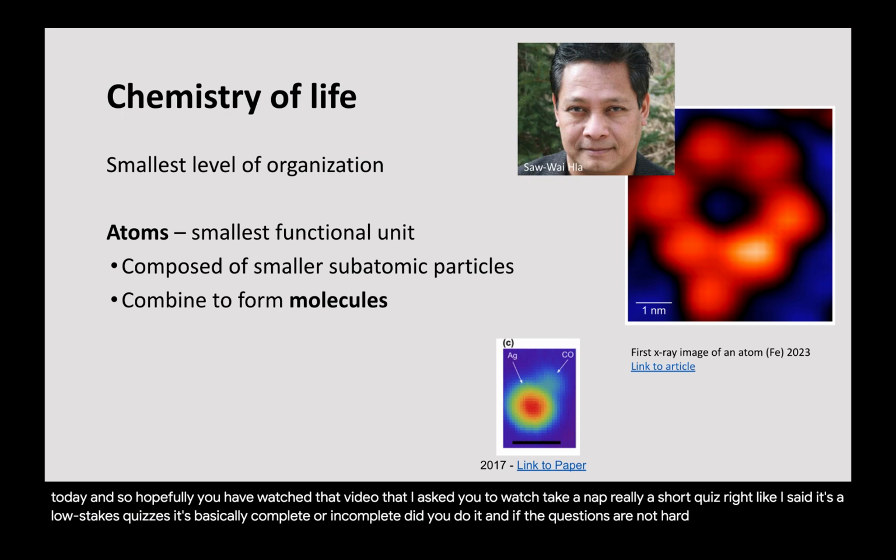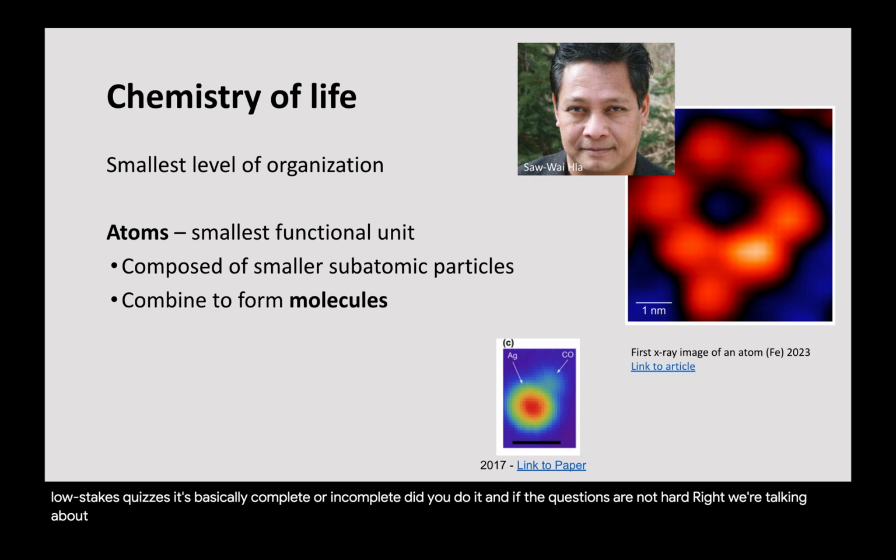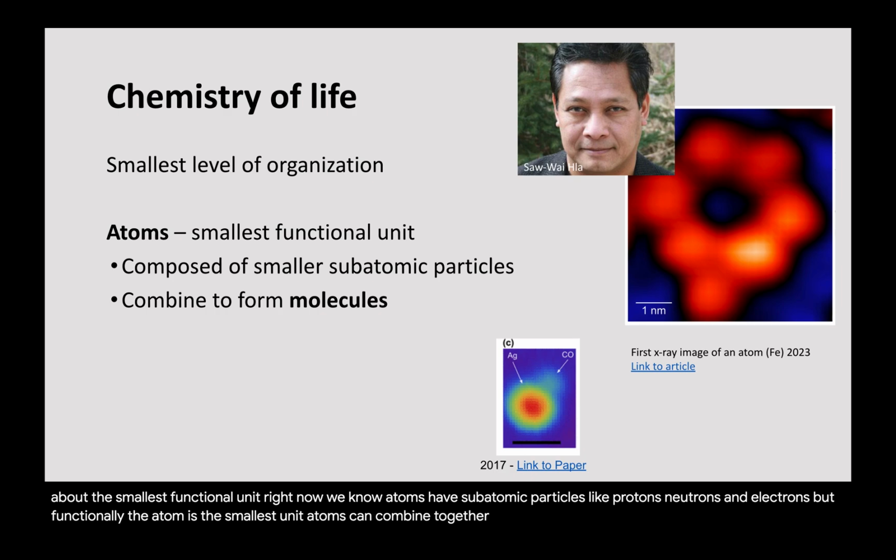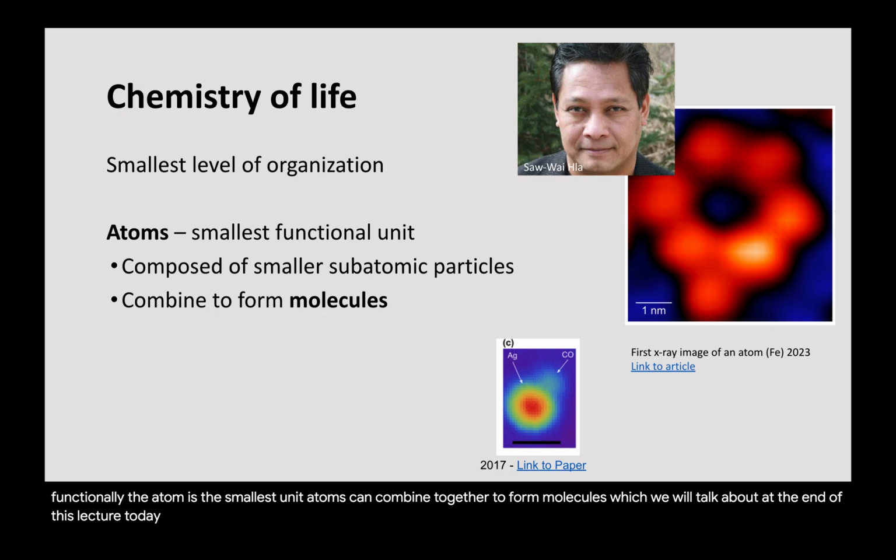So if we're talking about atoms, right, we're talking about the smallest functional unit, right? Now we know atoms have subatomic particles like protons, neutrons, and electrons, right? But functionally, the atom is the smallest unit, right? Atoms can combine together to form molecules, which we will talk about at the end of this lecture today.